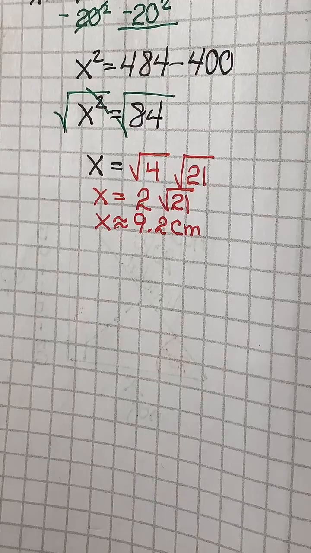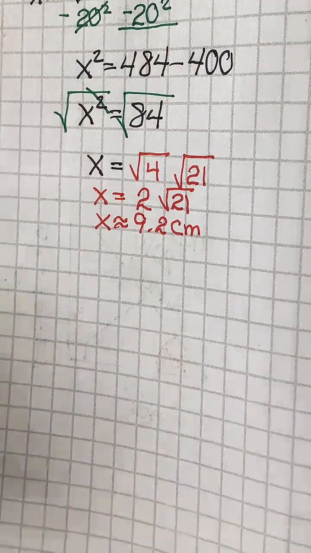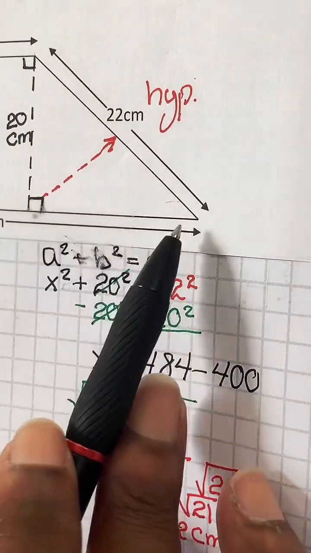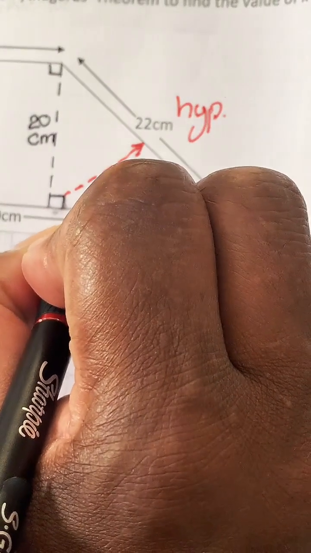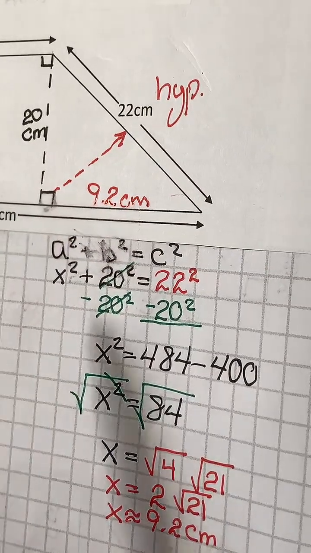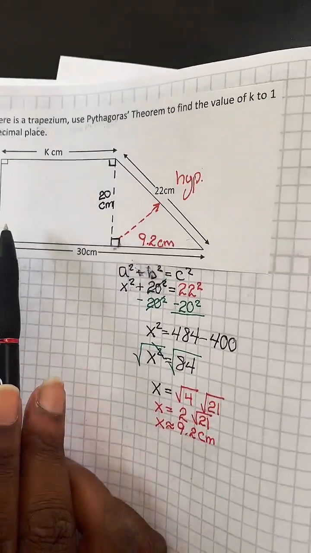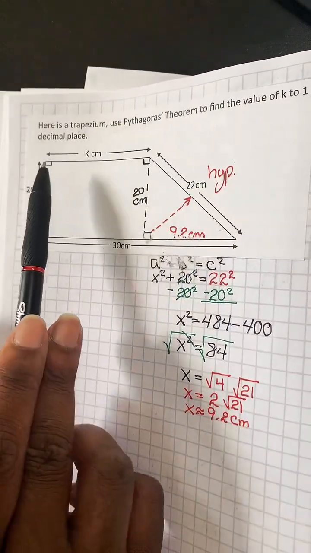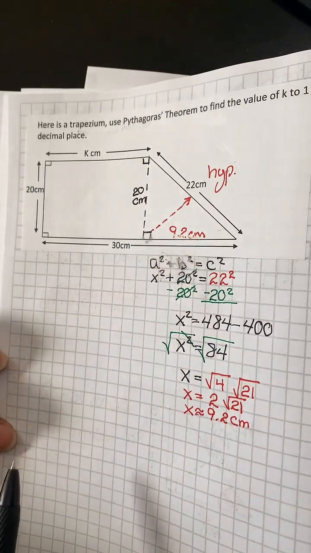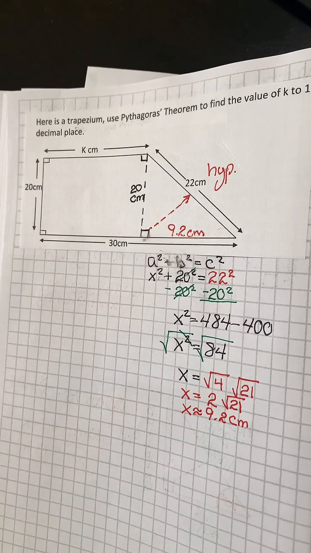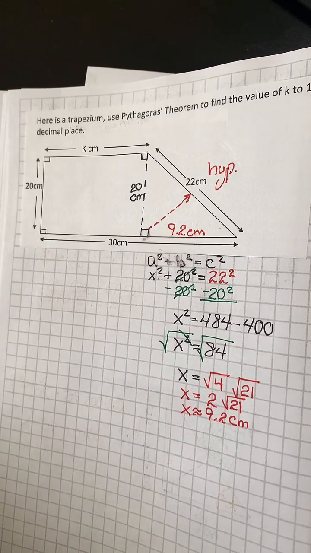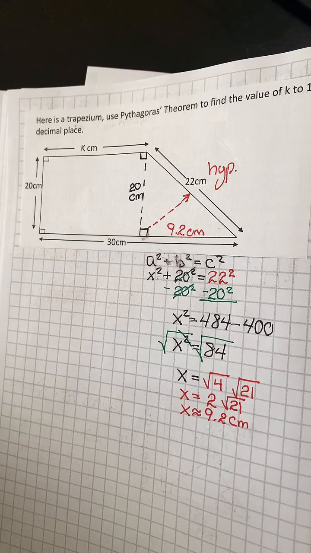All right, so that takes care of this bottom portion. Okay, we're not done. This takes care of 9.2 centimeters right here, but we're looking for K. Let me unzoom a lot. Okay, we're looking for K. So what can we do to find K? K centimeters. What can we do?